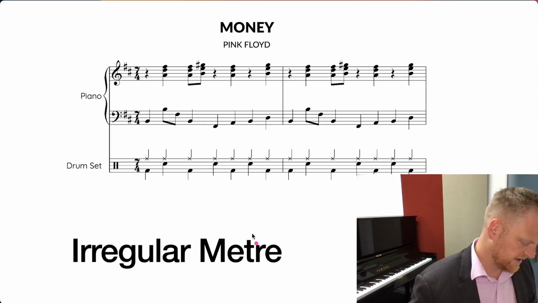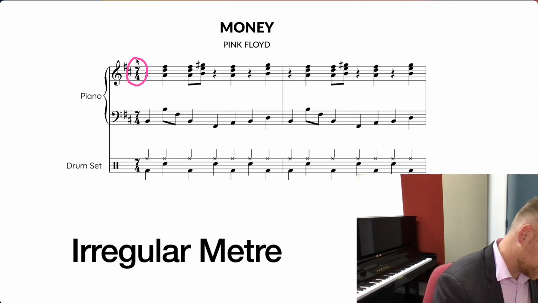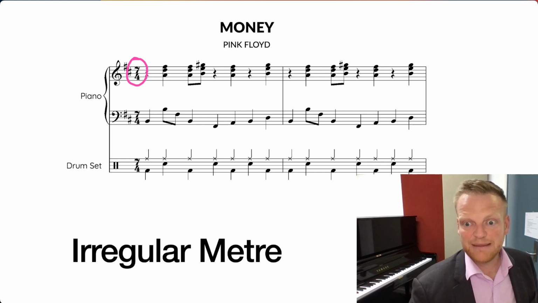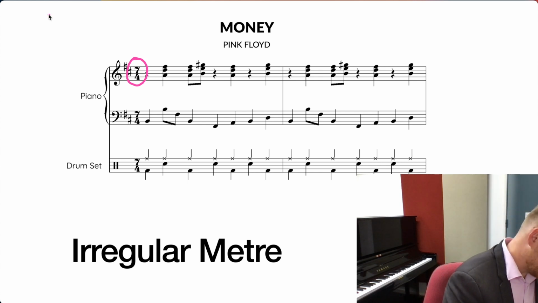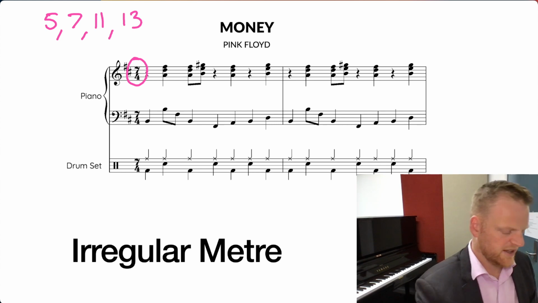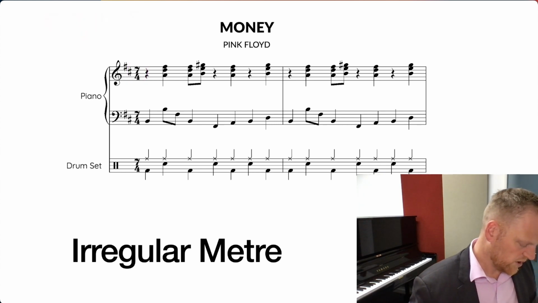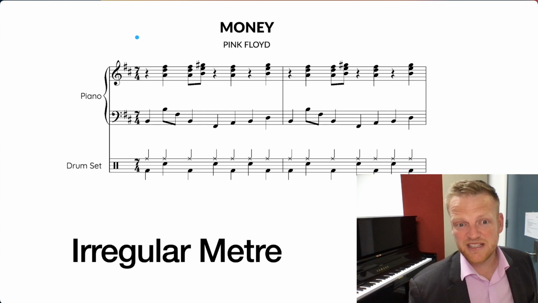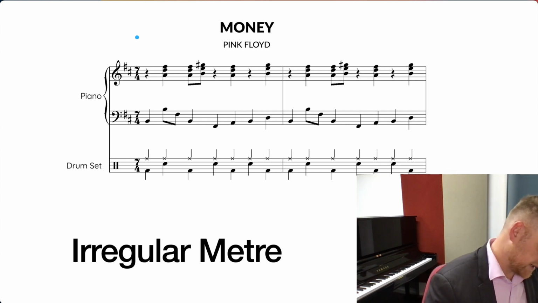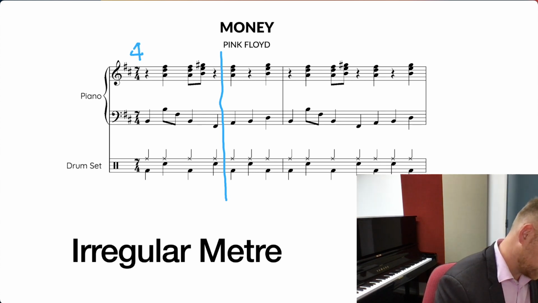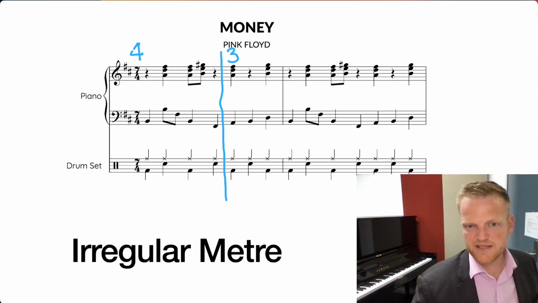So irregular meter is really talking about the time signature being a prime number starting from 5. 5, 7, 11, 13. That's probably about it. And what tends to happen is, because irregular meter doesn't feel very nice to play, usually irregular meter is broken up into regular meter. So for example, this piece here is usually cut down here, and then you have a bar of 4/4 and a bar of 3/4, which makes it feel a lot better.